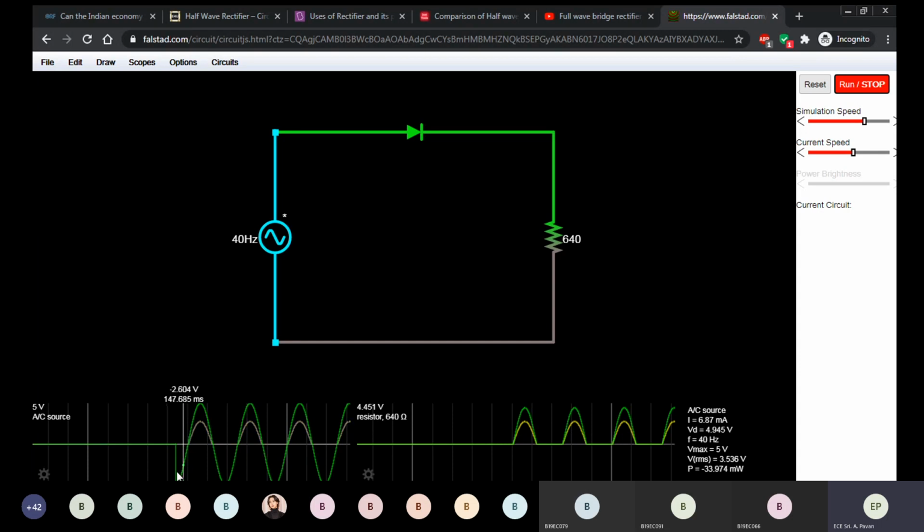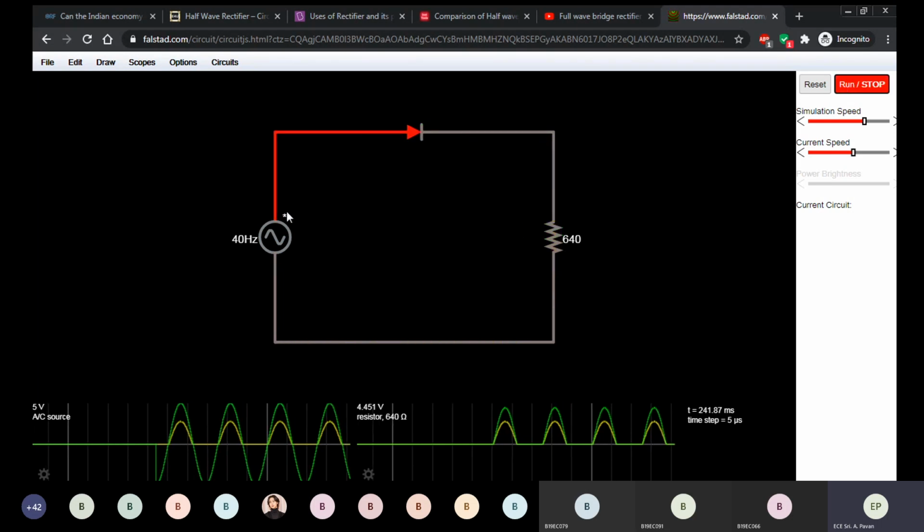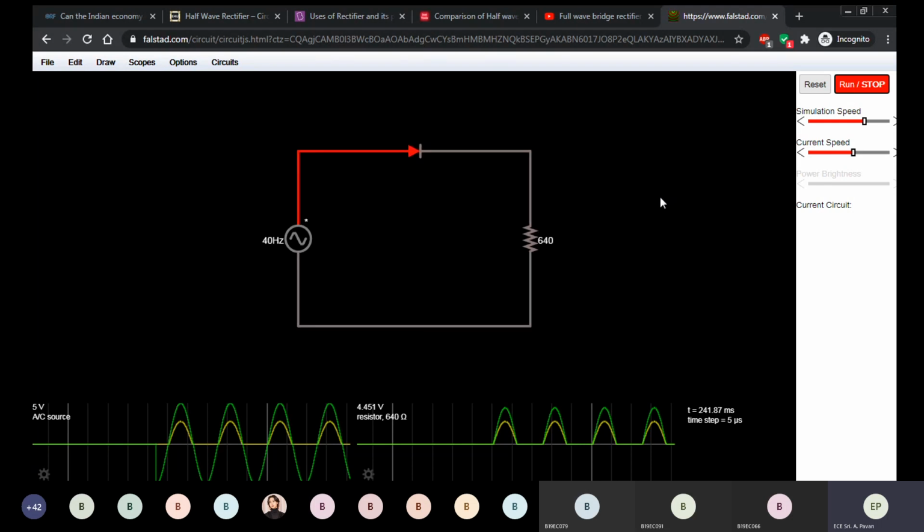See here, at the input side, this is a pure sine wave, right? To get the output, the output is only half of the sinusoids. So let us see when this diode is going to be on and when it is going to be off. See here, the diode is turned red. Red means it is off, right? The diode is in the off state. That's why the output is 0.